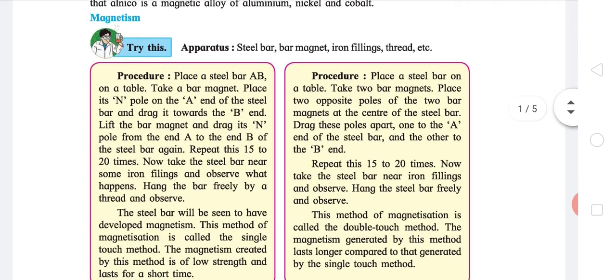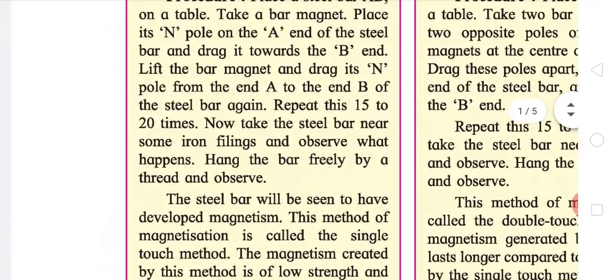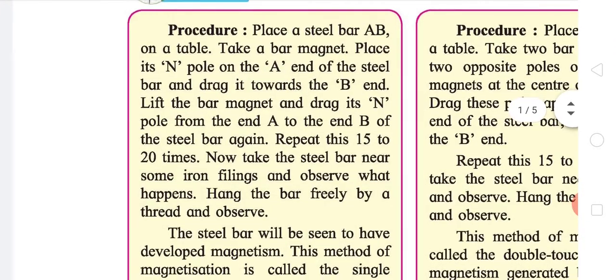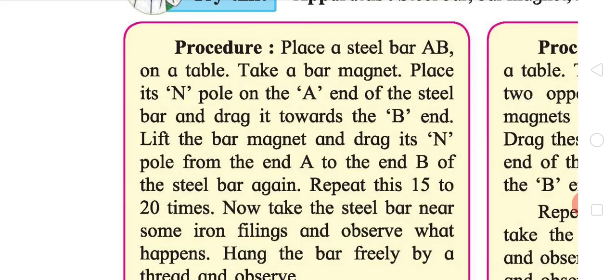Magnetism. Try this. Apparatus: steel bar, magnet, iron filings, thread, etc. Procedure: Place a steel bar AB on the table. Take a bar magnet. Place its end pole on the A end of the steel bar and drag it towards the B end. Lift the bar magnet and drag its end from end A to end B.